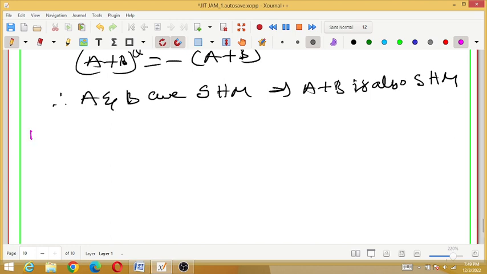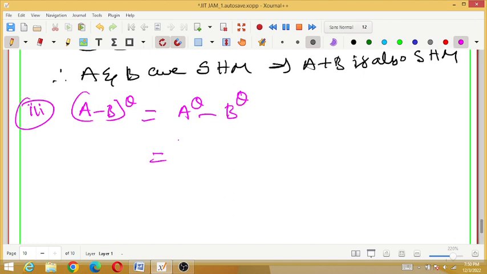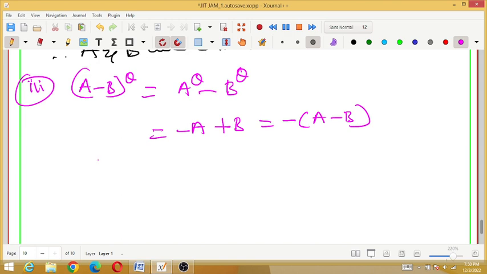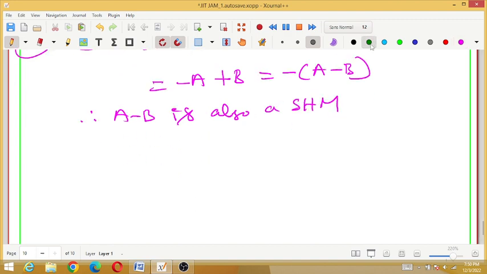Next, third property, A minus B, a subtraction. What will happen? Subtraction: A power theta minus B power theta. See here, A power theta is nothing but minus A, and B power theta gives minus of minus, plus. So while taking minus common, minus of (A minus B), so it is also a skew Hermitian. Therefore A minus B is also a skew Hermitian matrix, plus and minus also.